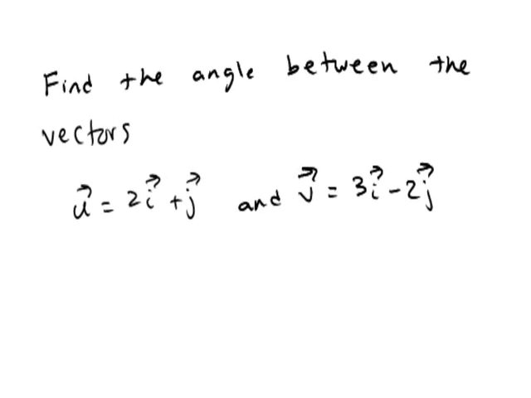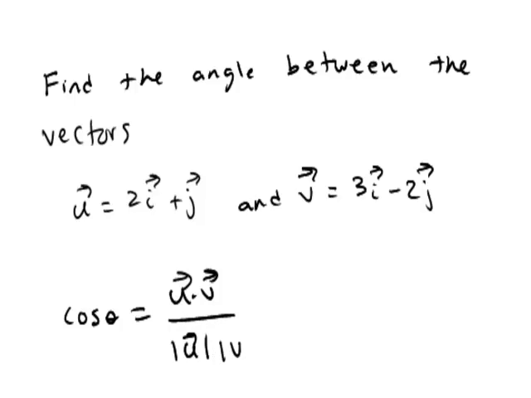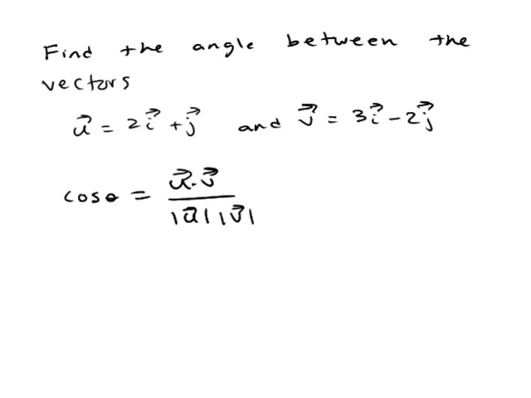Okay, so here we have an example. I want to find the angle between these two vectors. Okay, and so I want to utilize the formula cosine theta equals u dot v over the magnitude of u times the magnitude of v. So we need to find u dot v, magnitude u, magnitude v, sub into this formula, and then take the cosine inverse, and we're done.